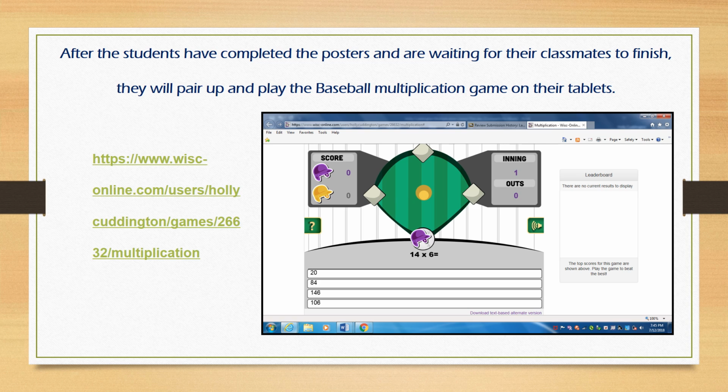There's a total of 20 multiplication problems. So each person gets their turn, and they solve the multiplication problem. If they get it correct, they get a point. If they get it incorrect, then the other player gets to have a try themselves. Just kind of a fun way to keep them engaged. They're still on task. They're still practicing their multiplication facts while they wait for their classmates to finish up the offline activity.